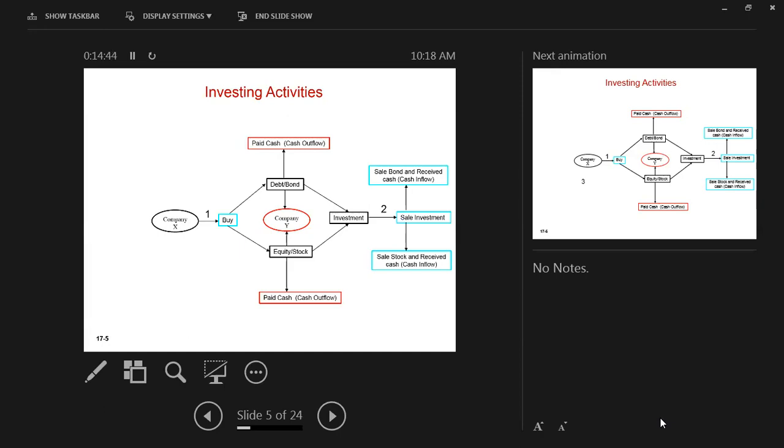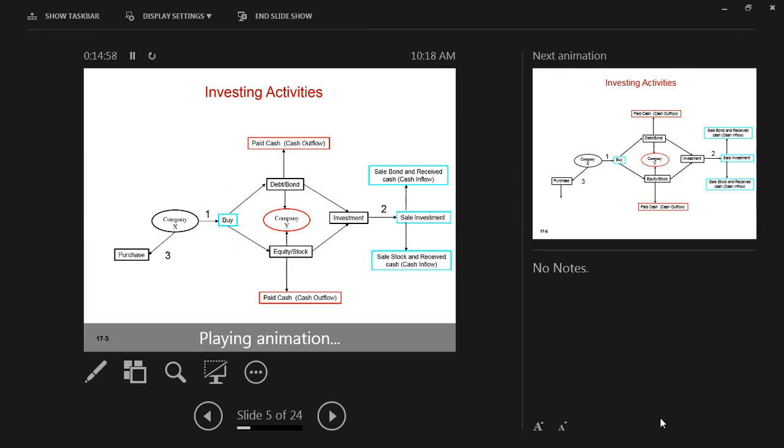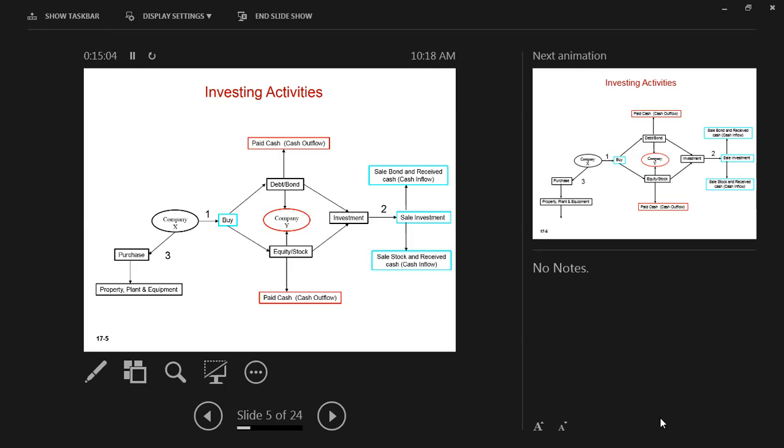Now we have another example of investing, called property, plant and equipment. So let's see example 3. Again, X is your company. Your company purchases property, plant, and equipment. What are examples of property, plant, and equipment here? Your company can buy land, equipment, or a building. When you buy it, and if you pay cash immediately, then your cash decreases, a cash outflow.